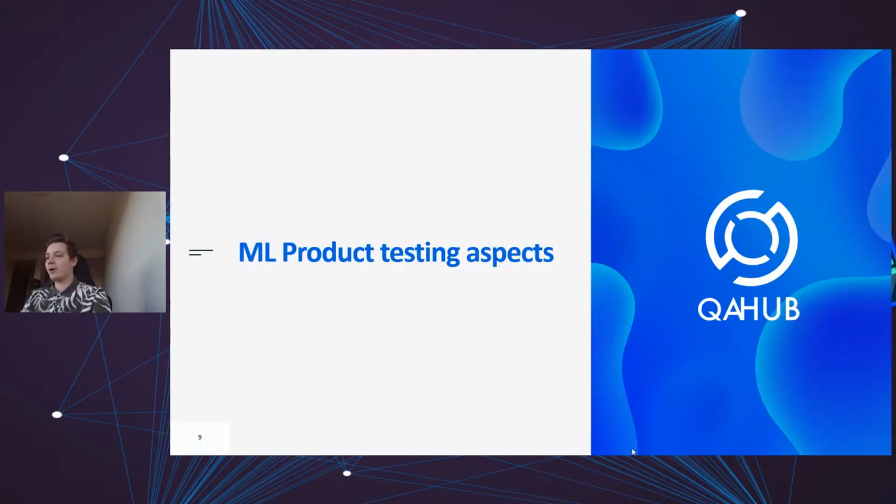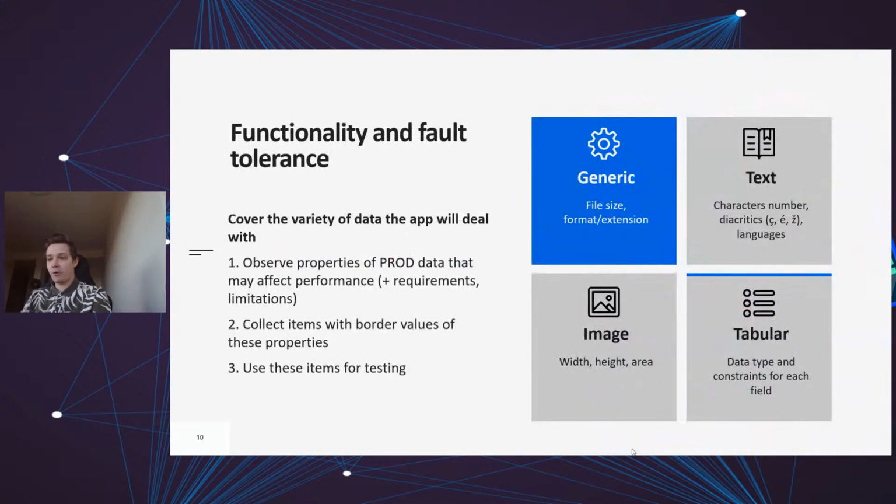Well, I hope that now you have a basic understanding of ML, what it is, and we can talk about testing aspects, what makes ML products quite special. First of all, we need to make sure that the system fulfills functional requirements and is fault tolerant under the variety of data the app will deal with in prod. The thing is that various data properties may affect performance of the ML side of the app drastically. That's why it's extremely important to prepare the data for testing.